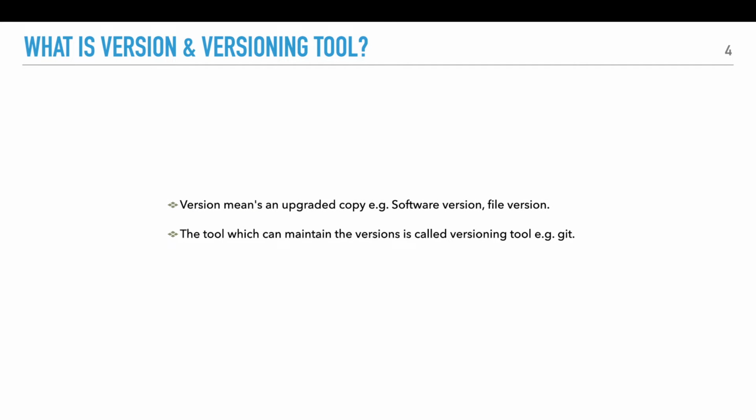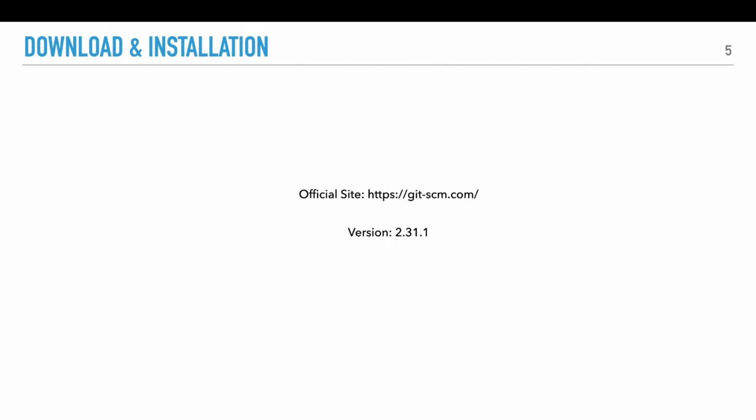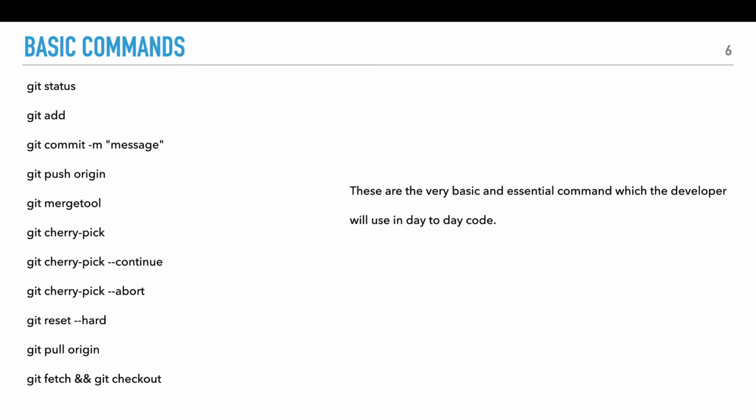Version means an upgraded copy, for example like a software version or file version. The tool which can maintain these versions is called a versioning tool, like Git. So this is the official website from where you can download Git. The current version for the Mac operating system is 2.31.1. We will go to the official website and I'll show you from where and how you can download the latest version of Git for your system.